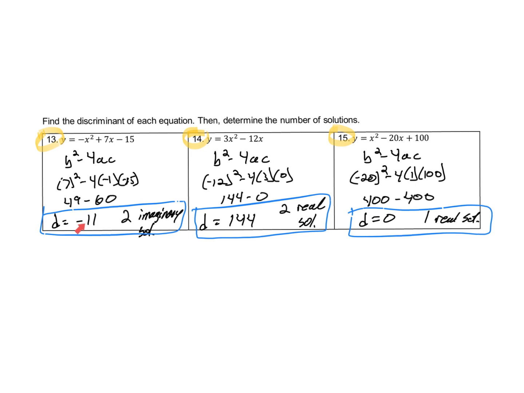Well, when your discriminant is negative, that means you're going to have two solutions, but those are going to be two imaginary solutions where we end up with an i in the answer.